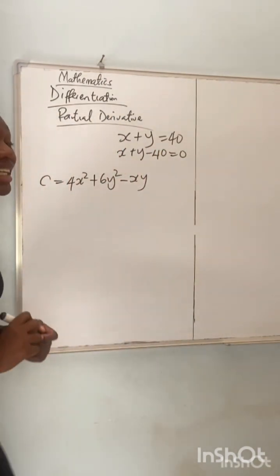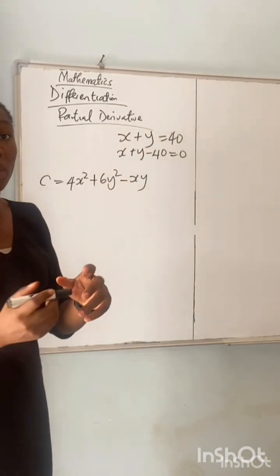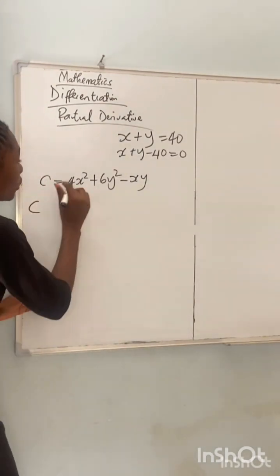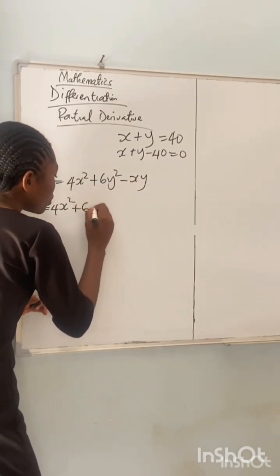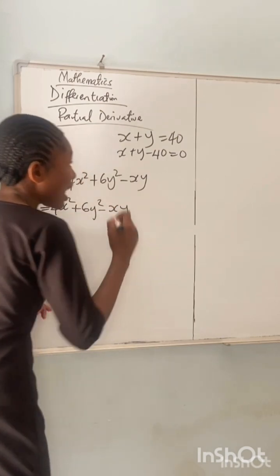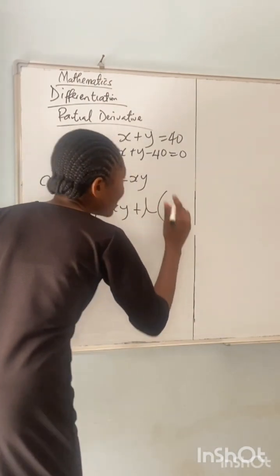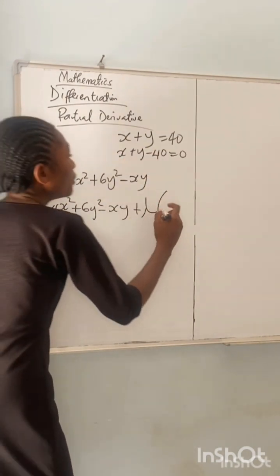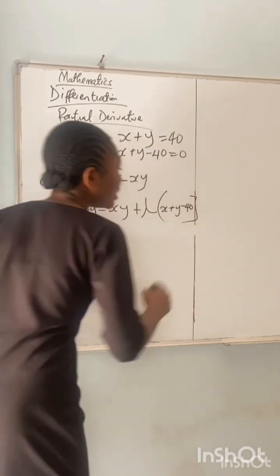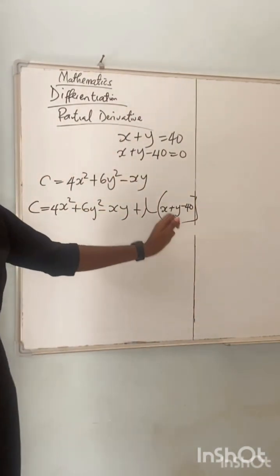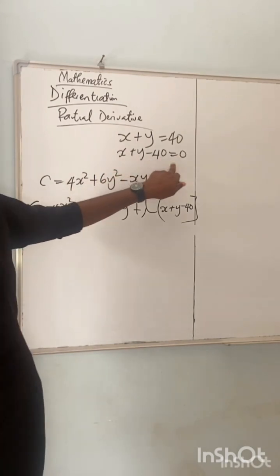With this, we can now expand our cost function, then introduce our Lagrange multiplier. Expanding our cost function, we still have 4x squared plus 6y squared minus xy. Now we are introducing our Lagrange multiplier and multiplying by this: x plus y minus 40. This is our expanded cost function, where we bring in our Lagrange and multiply by this, and what we have is equal to 0.